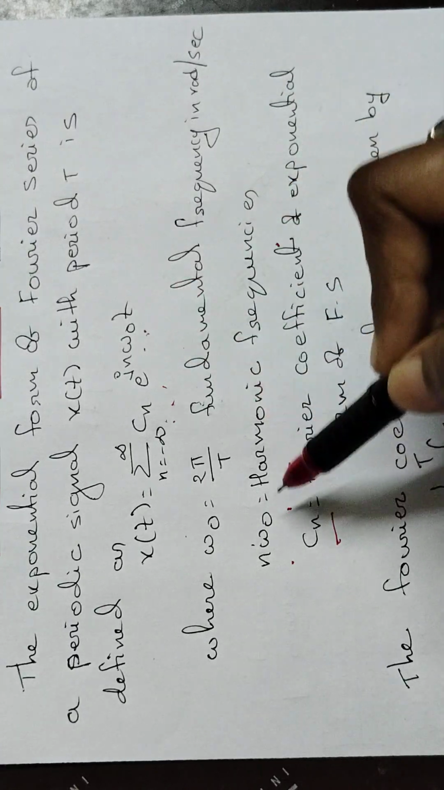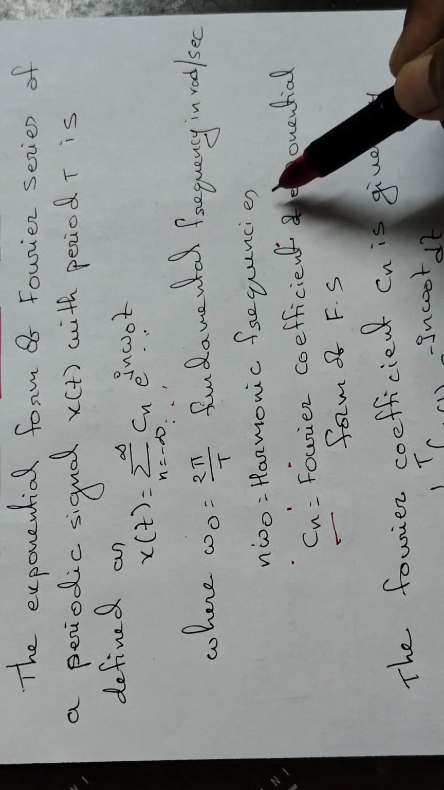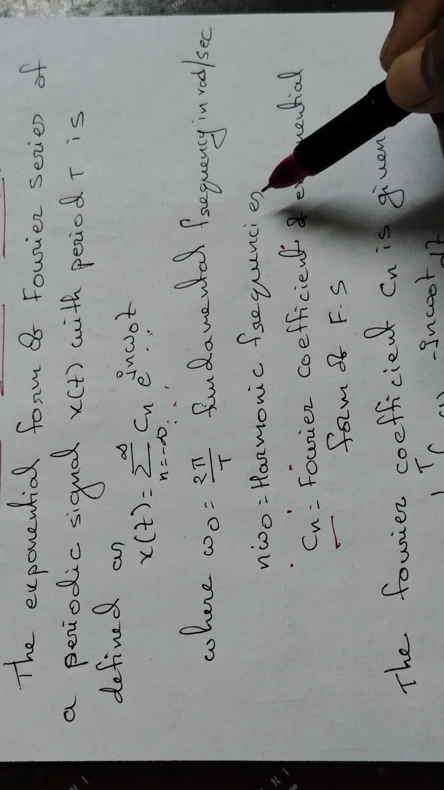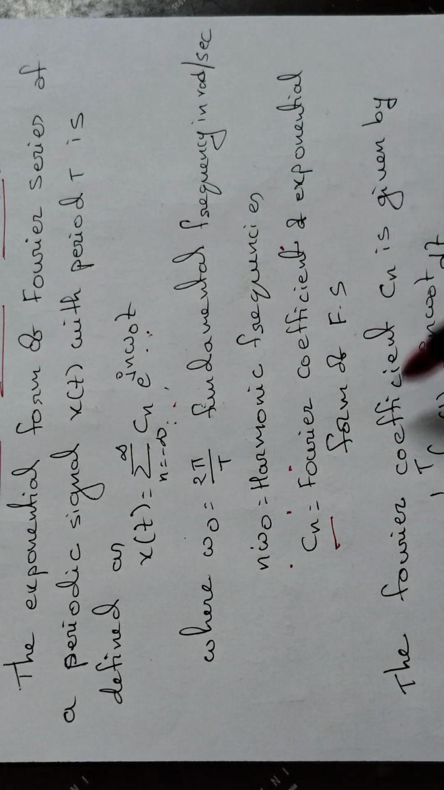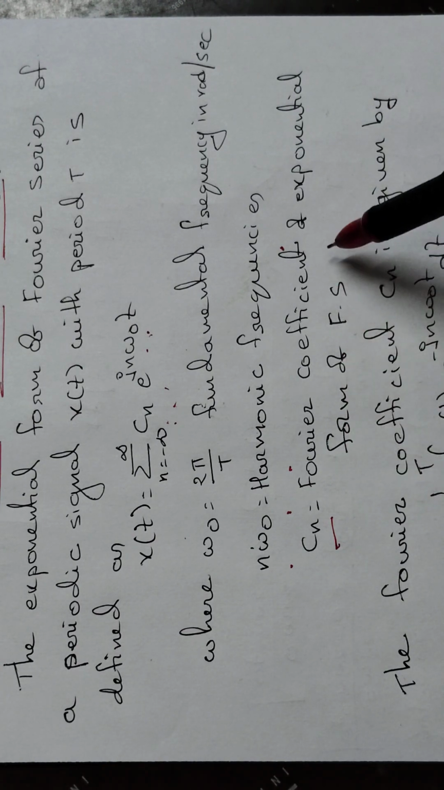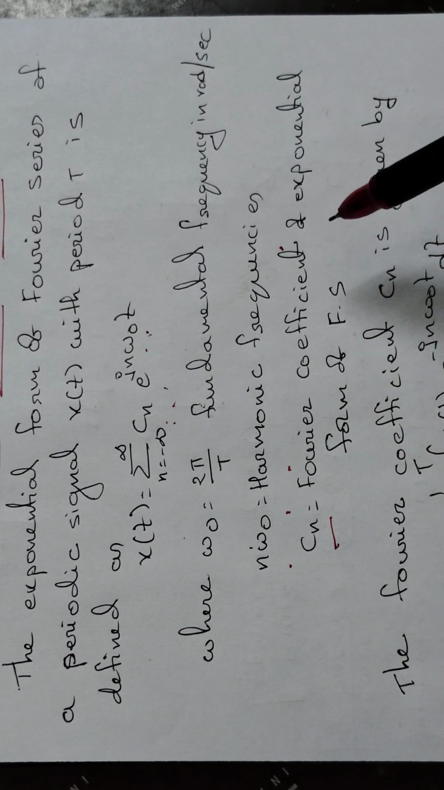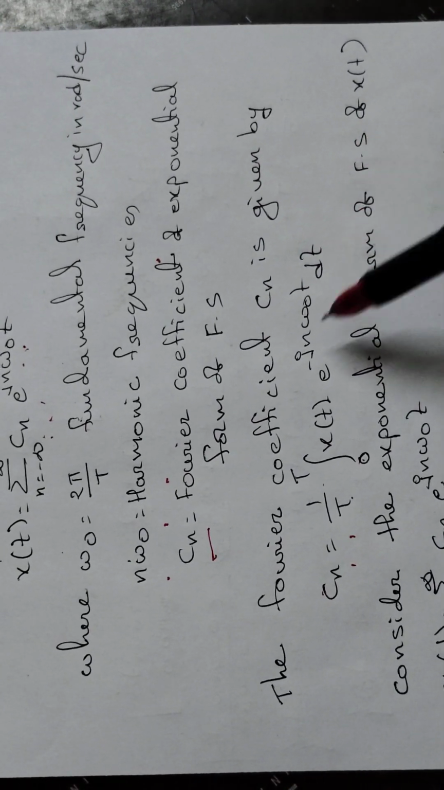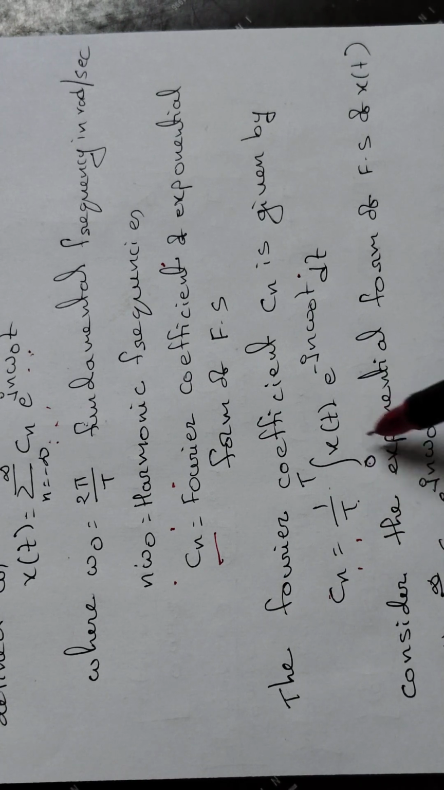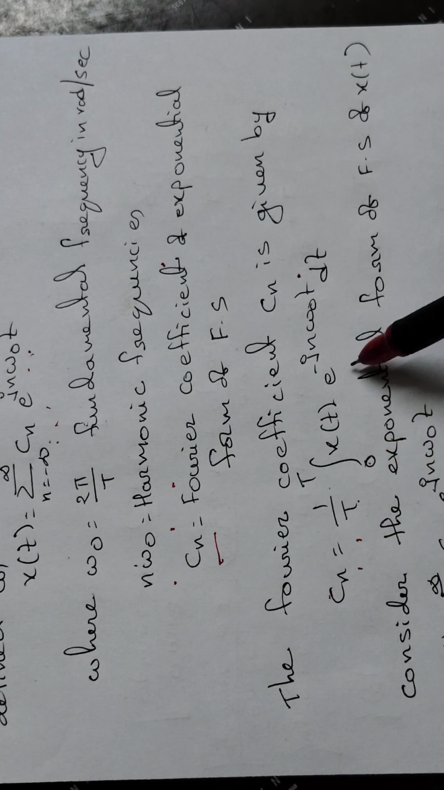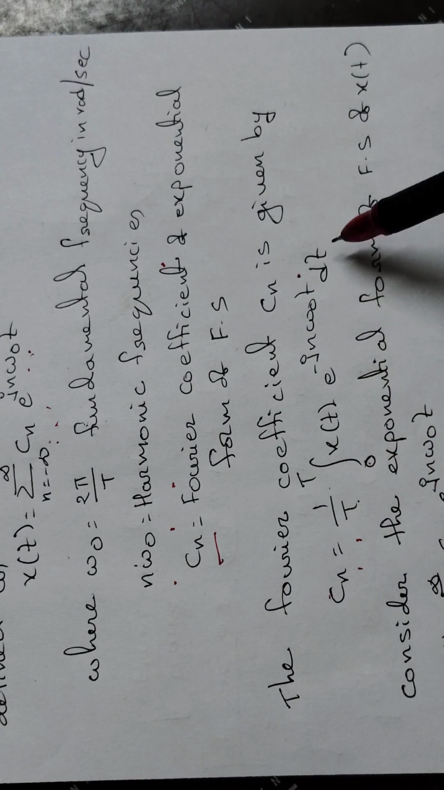n ω0 is what? Harmonic frequencies. These are harmonic frequencies. And c_n is the Fourier coefficient of the exponential form of Fourier series. Now how to represent this Fourier coefficient? It is given as c_n = (1/T) integral from 0 to T of x(t) e^(-j n ω0 t).